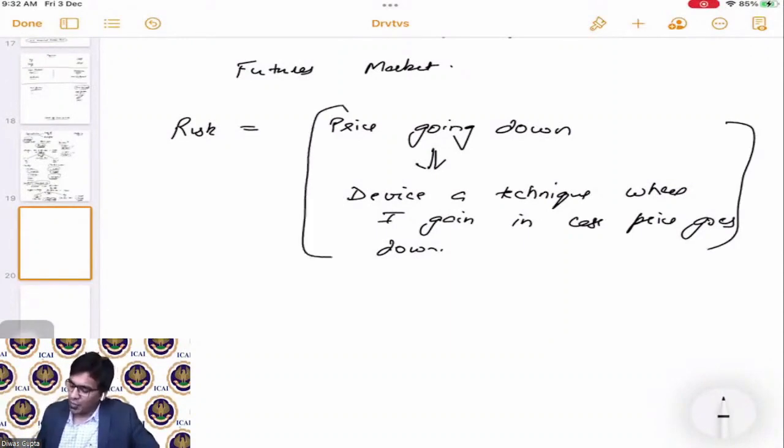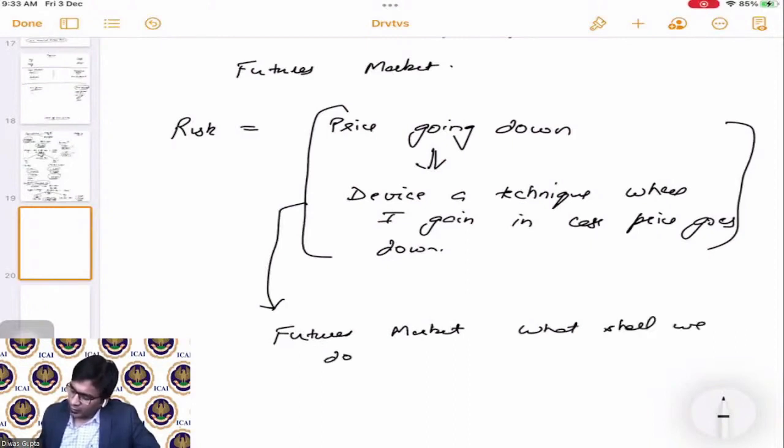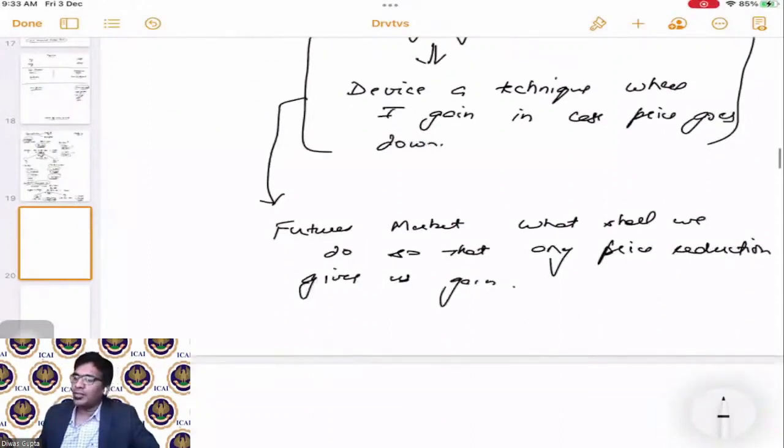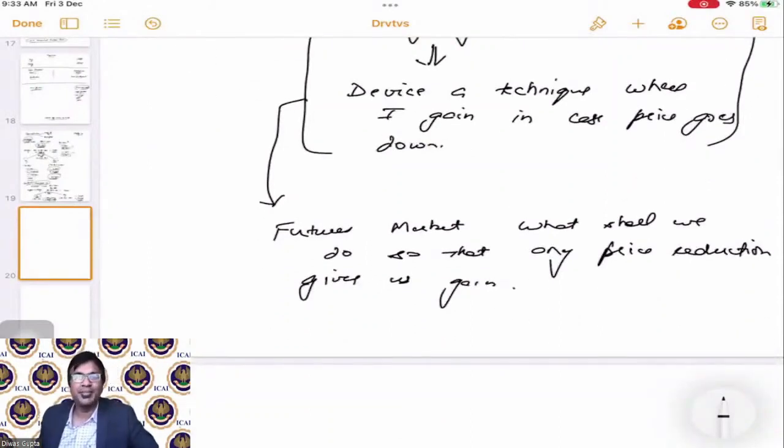I want responses from all of you now. In futures market, what shall we do so that any price reduction gives us gain? Shall we take a long position? Oh wow, Namita says short position. Very good, Namita. It's short position.